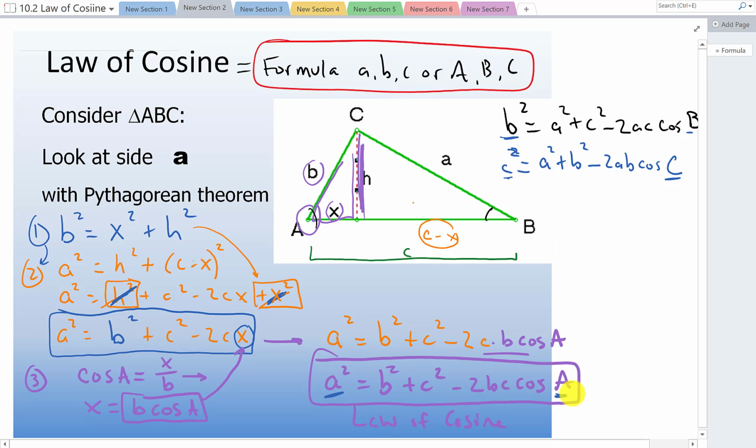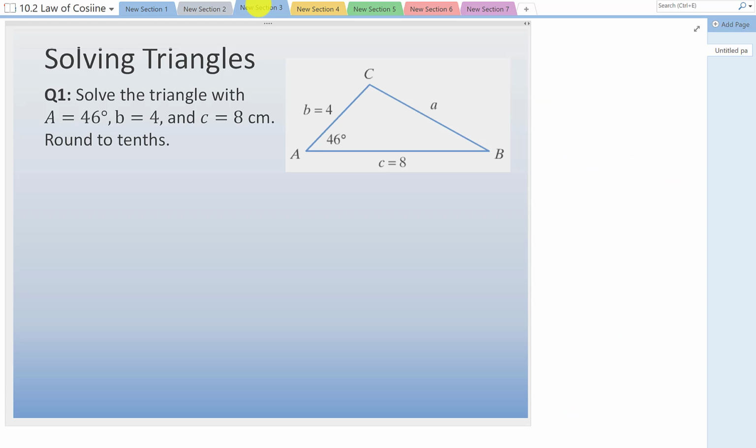Now this law is great for problems that are side, angle, side, or three sides. If we have this kind of data, if these are the cases for our data, then we can solve with this law. In fact, let's practice this.